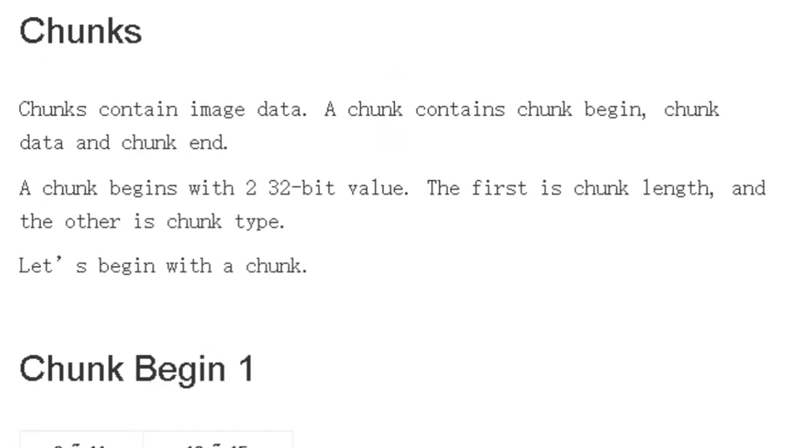So the chunks are explained here. Chunks contain image data. A chunk contains chunk begin, chunk data, and chunk end. A chunk begins with two 32-bit values. The first is chunk length, and the other is chunk type. Let's begin with a chunk.